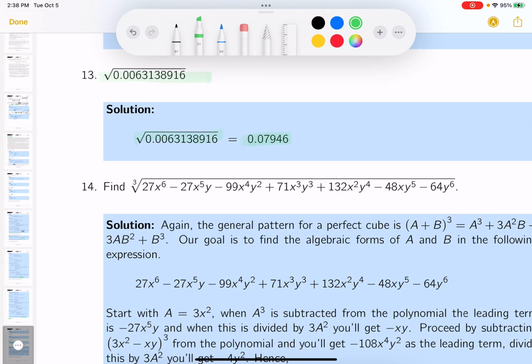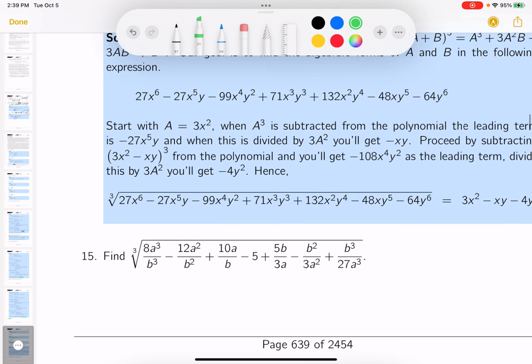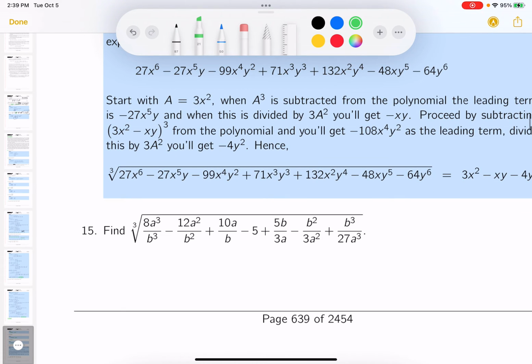Again, this one's more difficult. It's a cube root problem. You're looking for three equal factors. It would be unlikely if you couldn't find three equal factors. I go through the work. It's not easy. I know that. Factoring, generally speaking, is not easy.